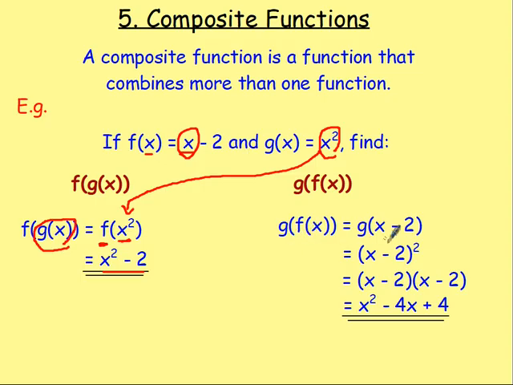g of f of x, you're just doing the same thing there. Start in the middle with what f of x is equal to. It's equal to x take away 2. So replace that, so you want g of x take away 2, and then sub x take away 2 into function g in place of x. So instead of x squared, you'd have x take away 2, all squared. And multiply the brackets and work that out.